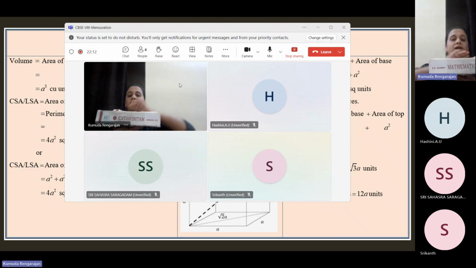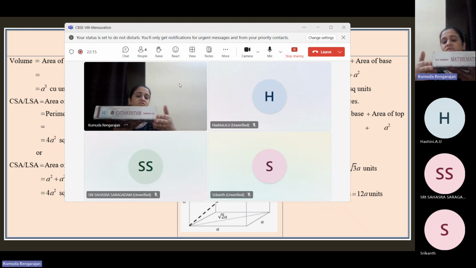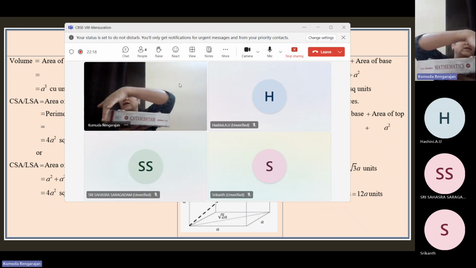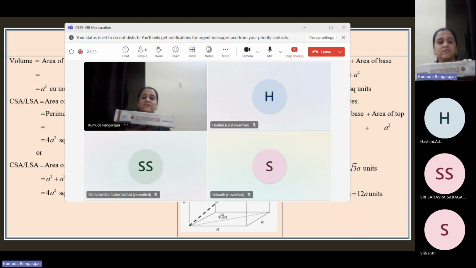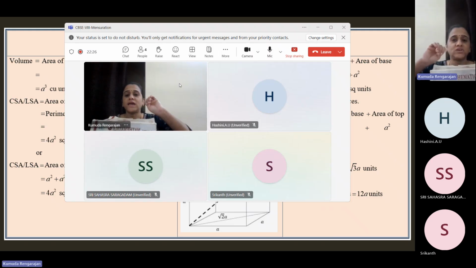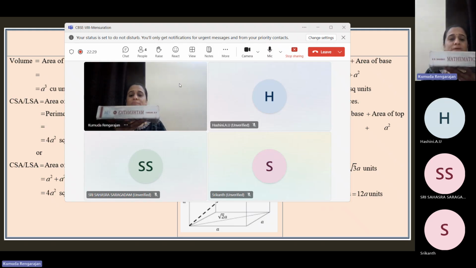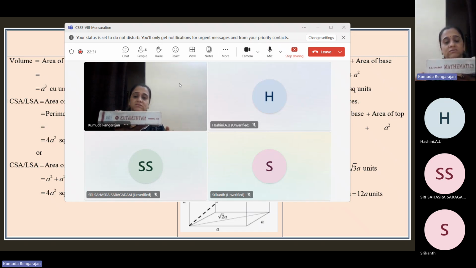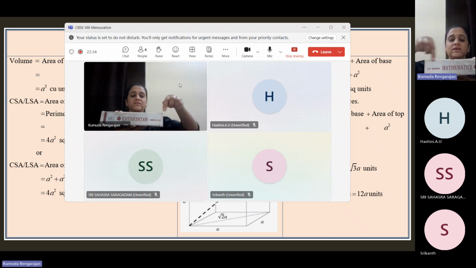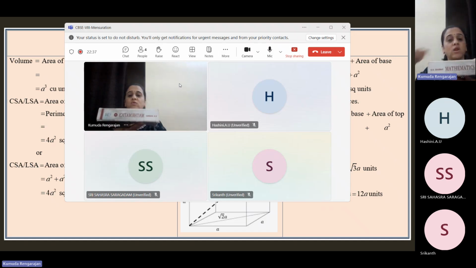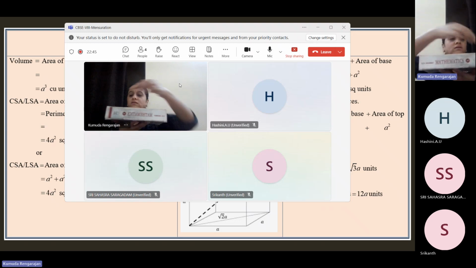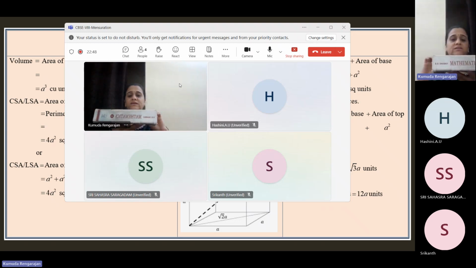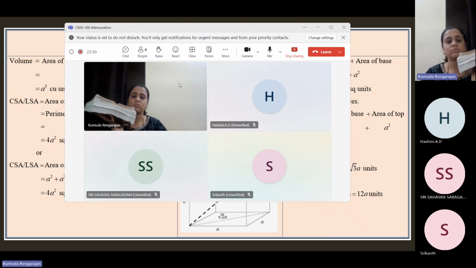1, 2. Behind 3, 4. Side 5, 6, 7, 8, 9, 10, 11, and 12. So it has 4 edges along the length, 4 edges along the breadth, and 4 edges along the height. 4 along the length: 1, 2, behind 3, 4. 4 along the breadth: this is the breadth, right? 1, 2, and this side 3, 4. And 4 along the height: 1, 2, this one, and behind 3 and 4.